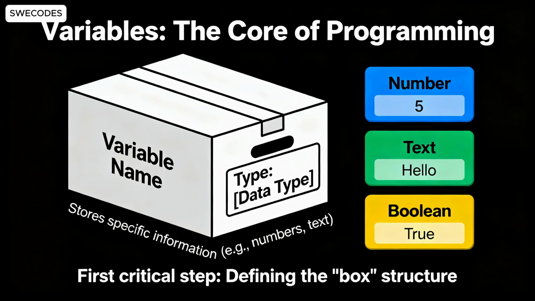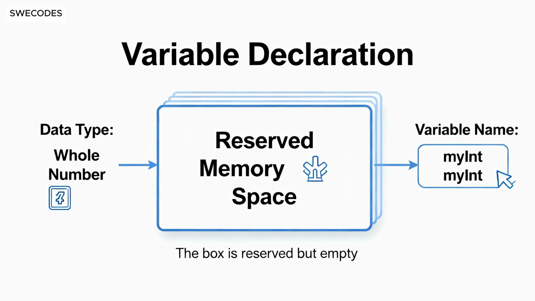When you declare a variable, you're not giving it a value. You are simply reserving a space in the computer's memory. You have to tell the system 2 things. First, what type of data will it hold? A whole number? Text? A true/false value? Second, what is its unique name? We've just reserved a box for a whole number, and we've put the label myInt on it. That's declaration. The box is reserved, but it's still empty.